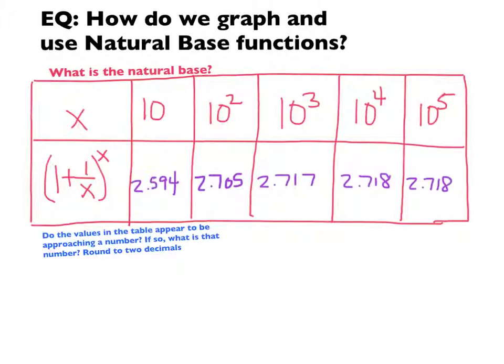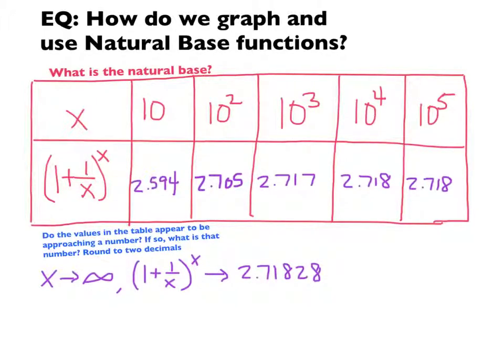But do the values appear to be approaching a number? Well, what does it mean to approach a number? Let's think about this. What are the x's doing? The x's are getting bigger and bigger, by a lot each time, by a power of 10. Eventually those x's are just going to infinity, right? So we say as x goes to infinity, the function 1 plus 1 over x raised to the x is approaching some number. And that number is 2.71828, and then this decimal goes on and on.